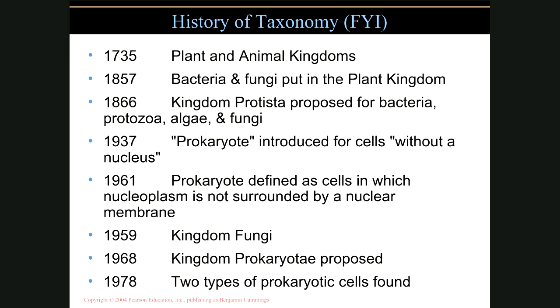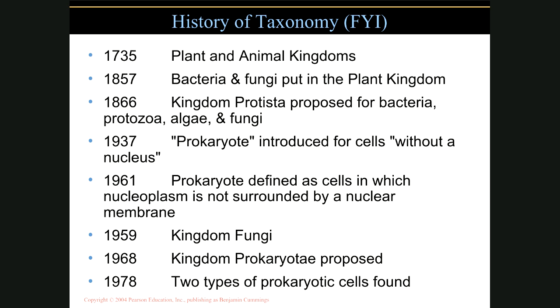A little bit of history, and this is just FYI. In the beginning, when humans first started to classify living things, they only had two groups, plants and animals. So you were either a plant or an animal. When they discovered these microorganisms, bacteria and fungi, they were put into the plant kingdom, even though they truly were not plants, but they also were not animals, so they stuck them in the plant kingdom. Later, they proposed protista for the bacteria, protozoa, algae, and fungi. And the problem with doing that is that you're mixing prokaryotes with eukaryotes, right? Because bacteria are prokaryotic. Everything else there is a eukaryote, so that really wasn't good.